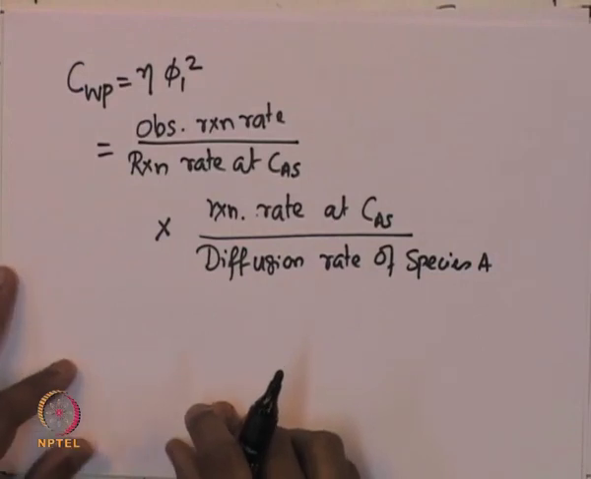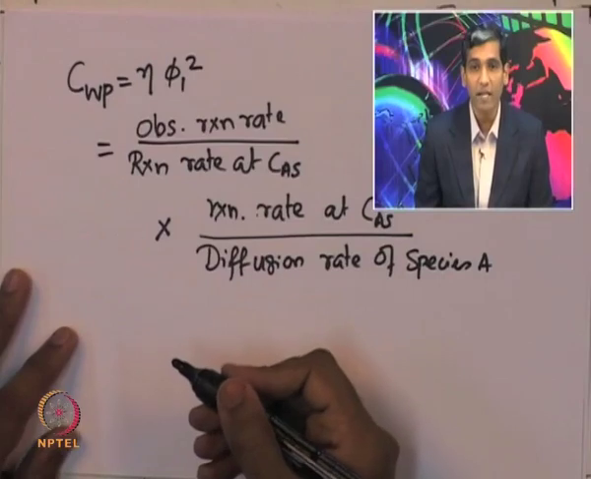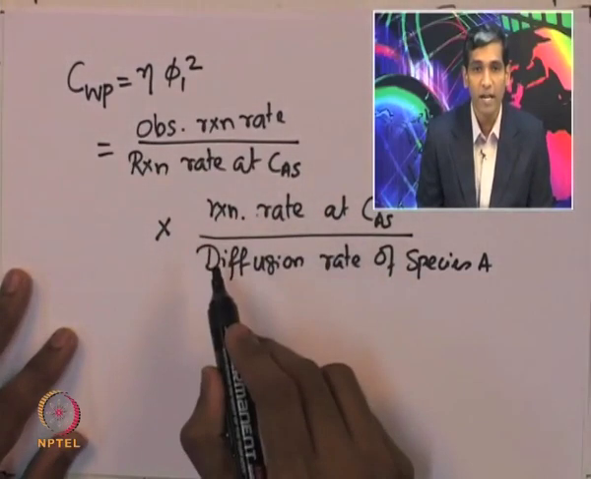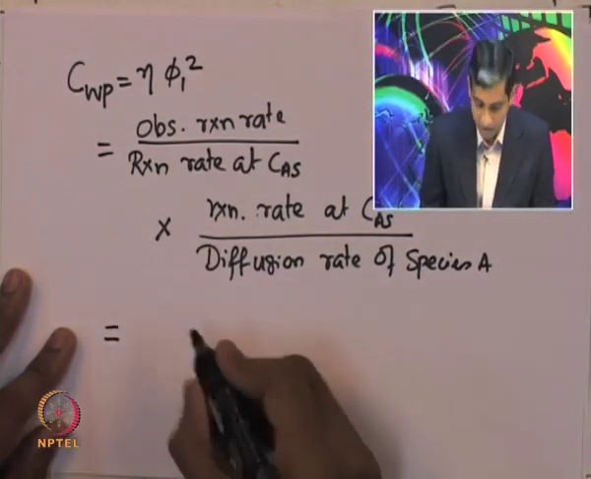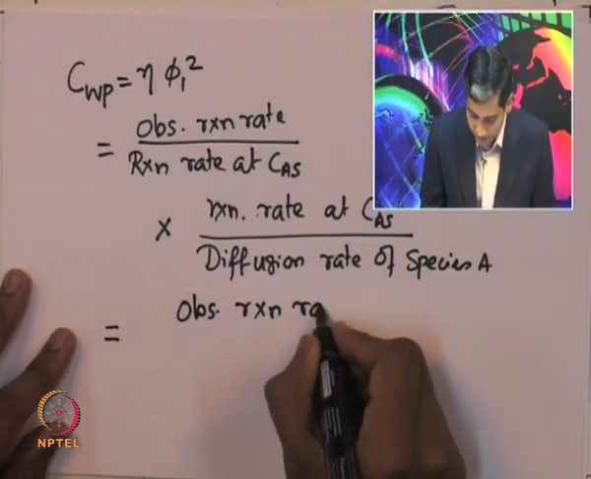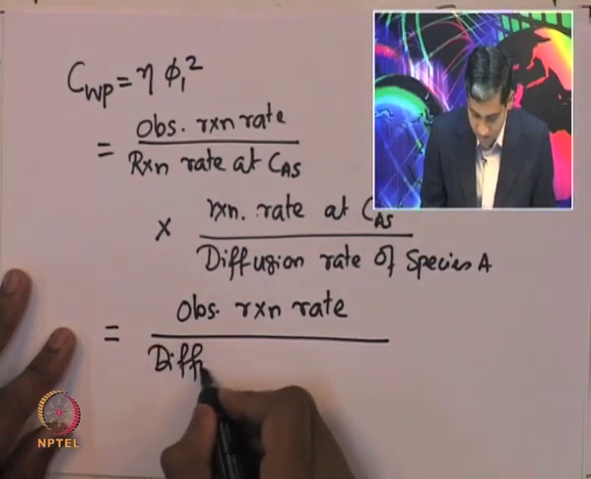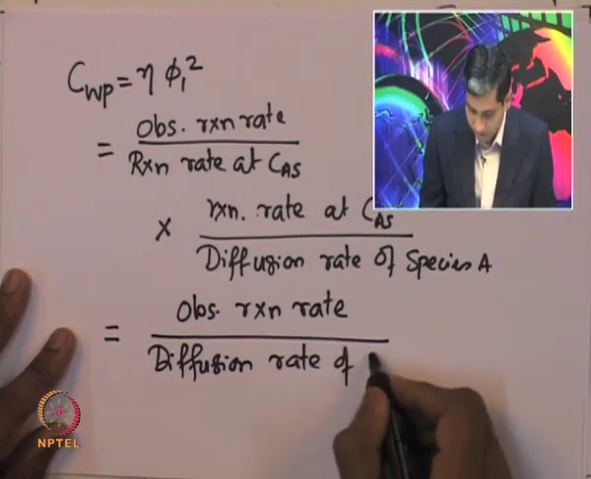Now, from here we can rewrite this expression. You can see that we can cancel off the denominator in the first expression and the numerator in the second expression, and we can rewrite this Weisz-Prater parameter as a ratio of the observed reaction rate divided by the diffusion rate of species A.